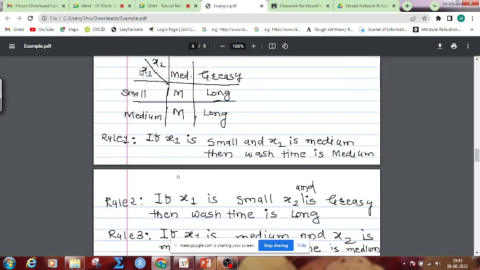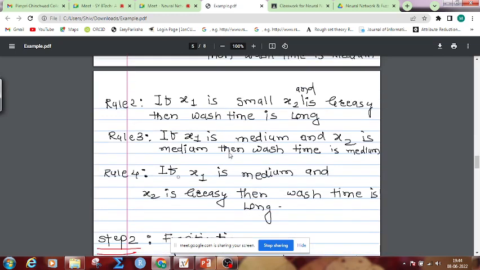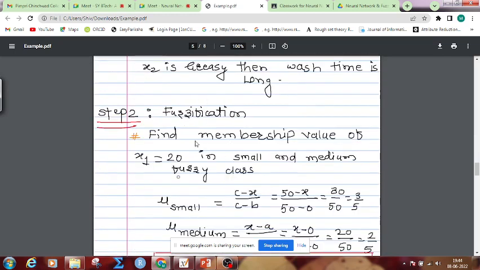You are reading this: x1 small, x2 medium, then output is medium. x1 small, x2 greasy, then output is long time. Likewise you are writing these 4 rules. This is our first step, writing the rules, defining the rules. Now we are going for the fuzzification.